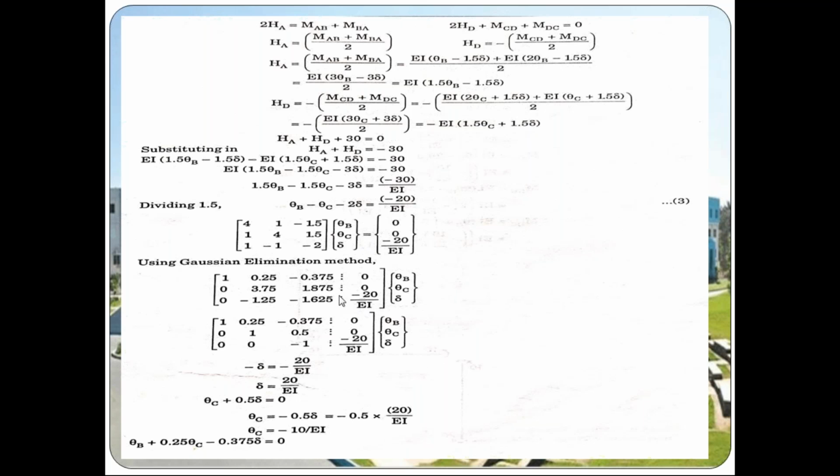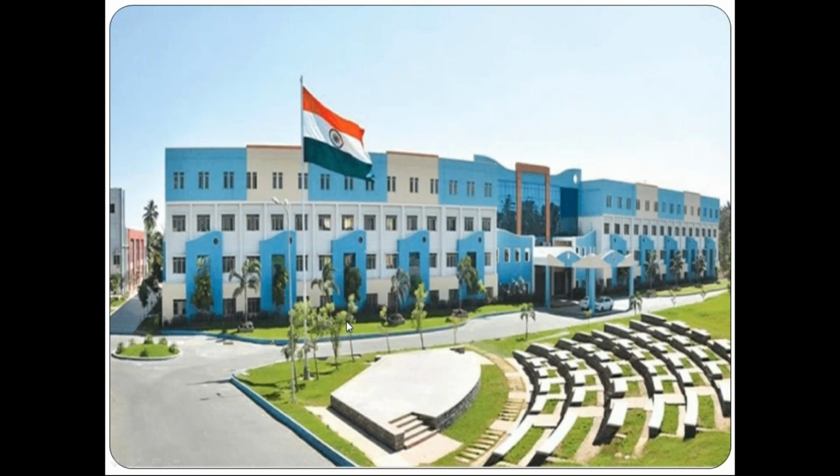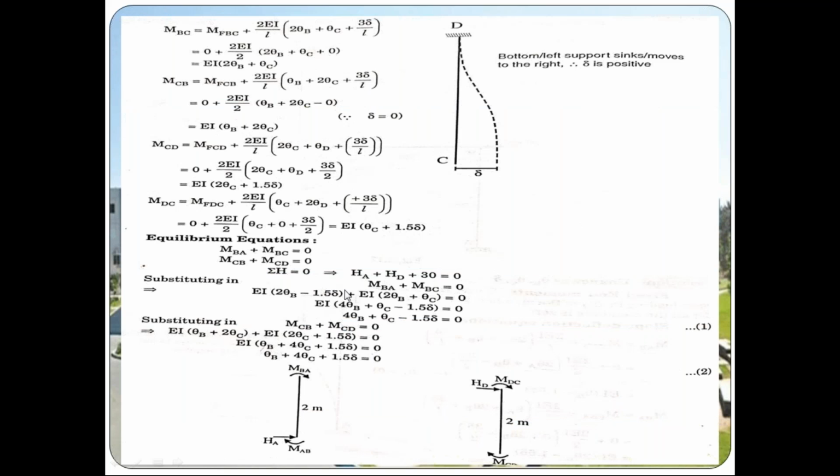Next we are solving the third equation, that is HA plus HD plus 30. Third equation, this one: HA plus HD plus 30 is equal to 0. So this horizontal reaction will act on the vertical members only, that is span AB and CD only.